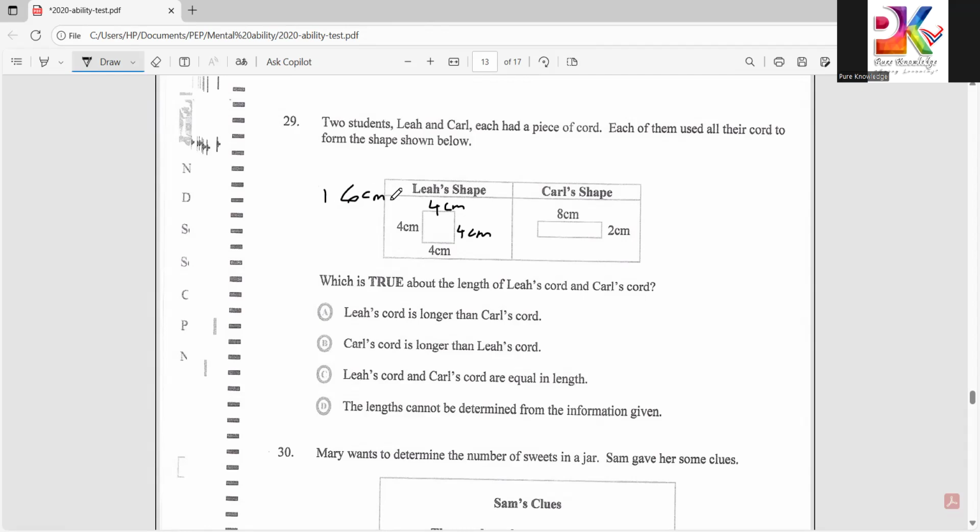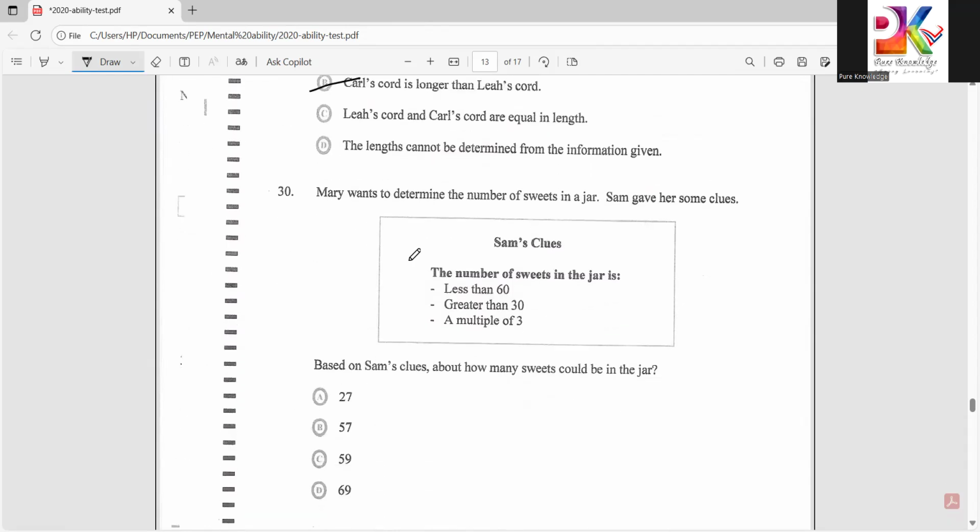Right? And then there's a rectangle, we know that the sides have to be the same. So the long side is 8 and the short side is 2. So we know that would be 20. So that means Carl will have the longer card than Leah. All right?